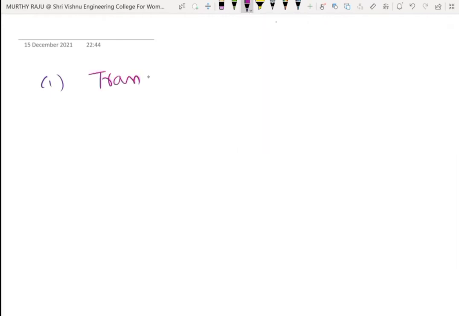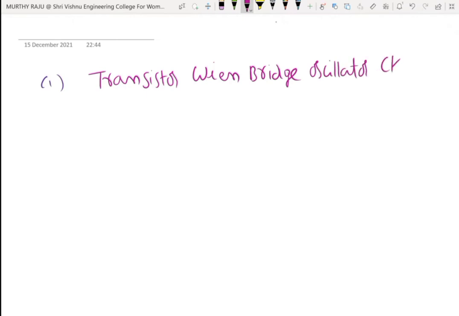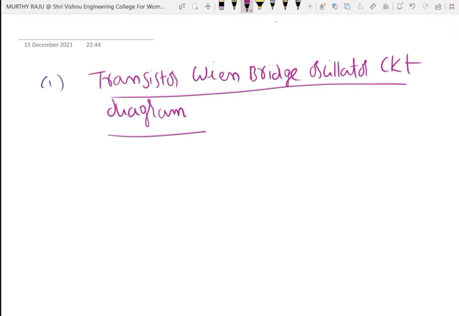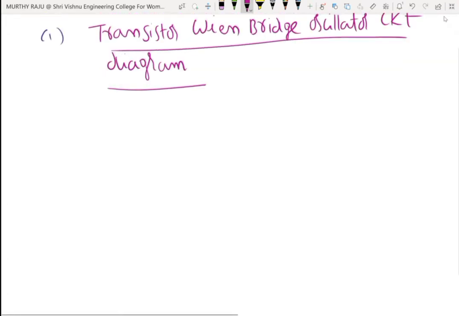Transistor Wien bridge oscillator circuit diagram. In the last video, I have clearly explained how to design this transistor Wien bridge oscillator circuit.